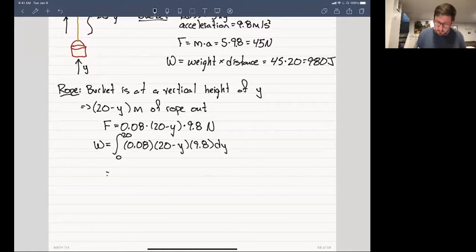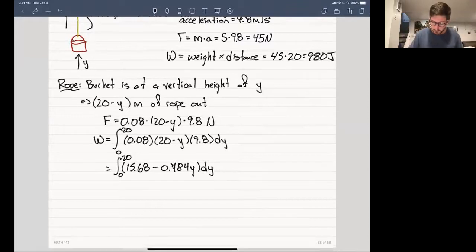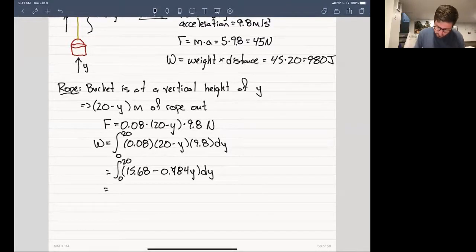And now, if I clean this up a little bit, if I multiply everything out, expand it, I get the integral of 15.68 minus 0.784 y dy. And life is pretty good now, right? Because this is just a linear function. If we sort of ignore those ugly looking constants, this is just a line. And so that means that when we integrate it, we'll get a quadratic function.